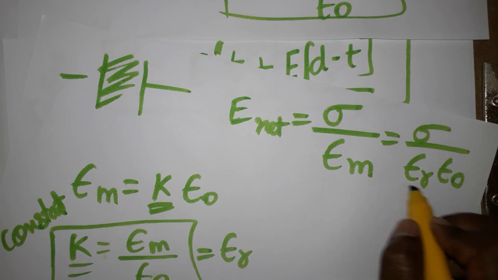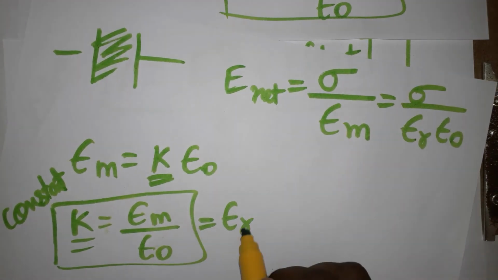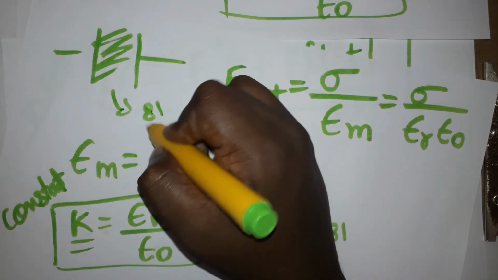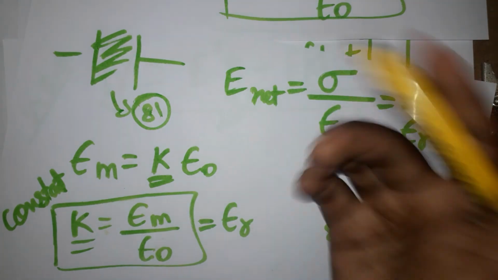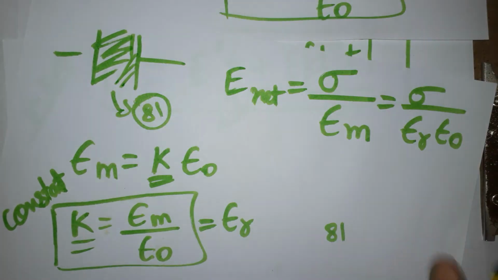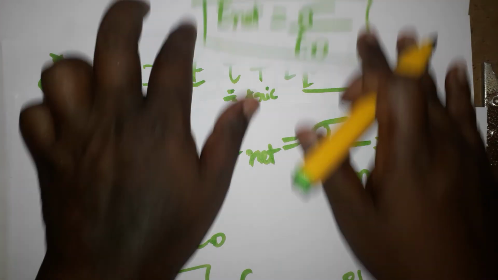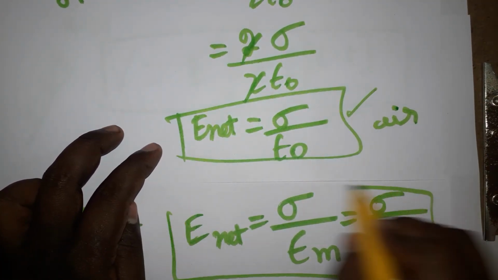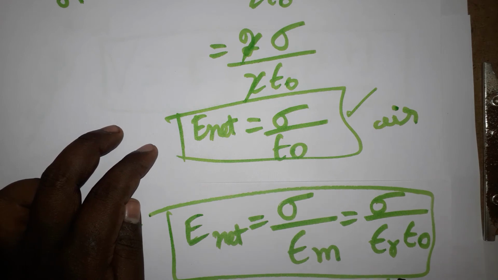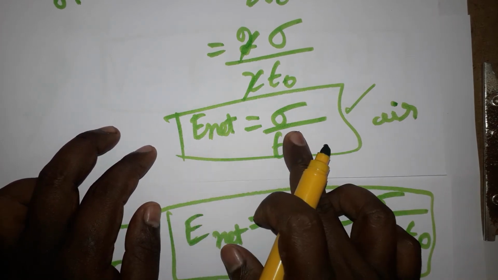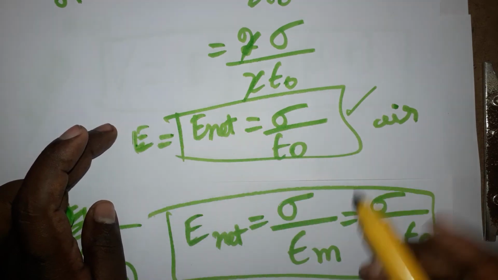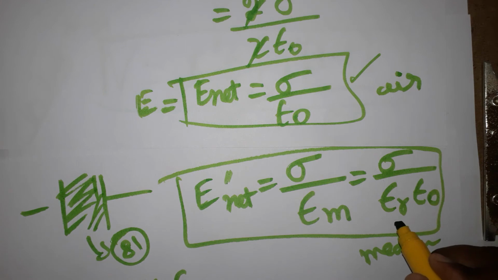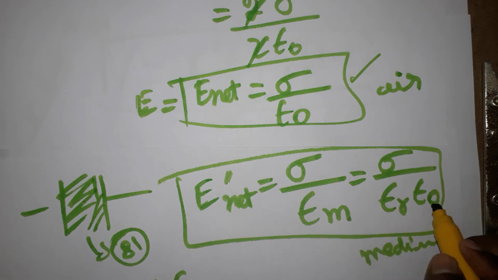This is a relation: in case the relative permittivity is 81, the permittivity of the medium is 81, and the capacitance is going to increase 81 times when you place that material. That is a small example. So this is the equation for the air column, and this is the equation for the dielectric medium. Electric field in the air column is sigma divided by epsilon naught. Electric field in a medium is sigma divided by epsilon m, which is relative permittivity times epsilon naught.